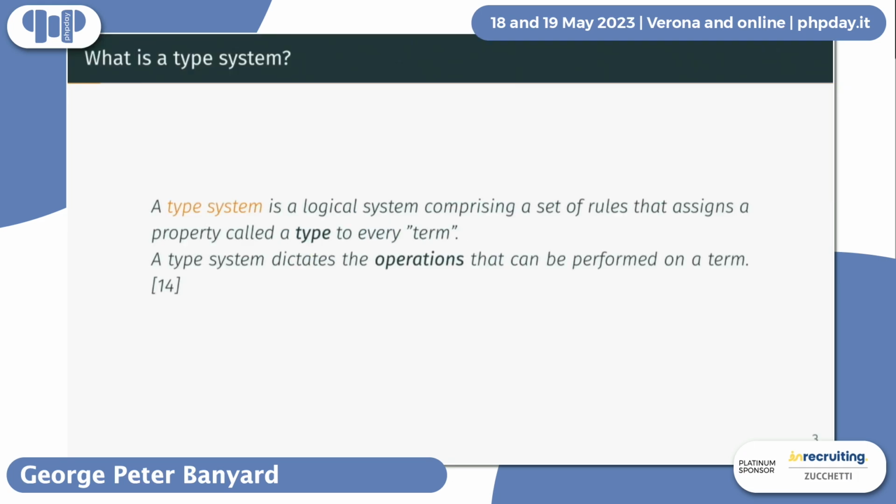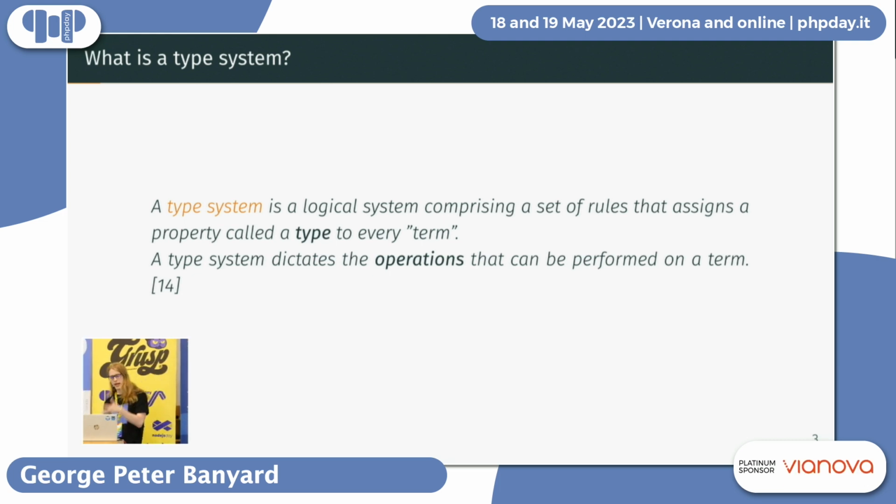So what is a type system? A type system is a logical system comprising a set of rules that assign a property called a type to every term. A term in most programming languages is going to be a class property, a variable, a function, parameters of a function, and these sorts of things. And what the type system dictates is the operations you can perform on a specific term. So in this case, what you can do on a variable if it's of a specific type.